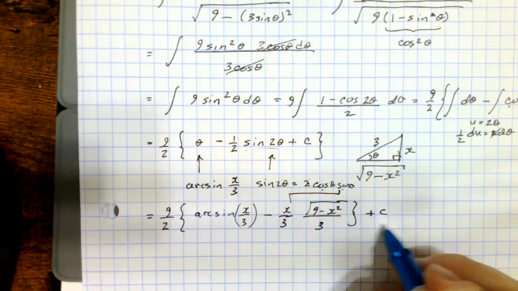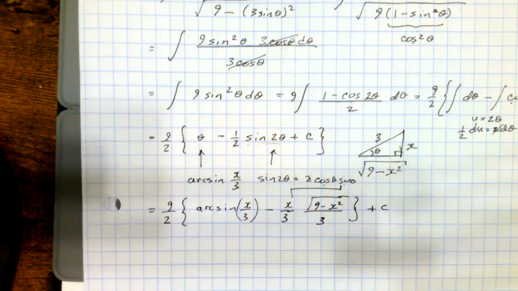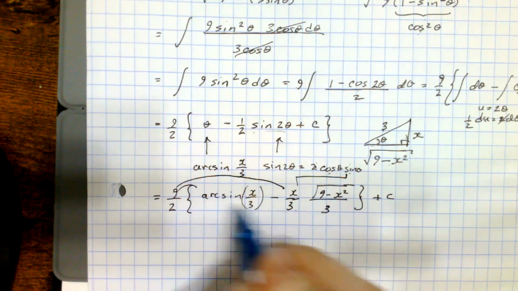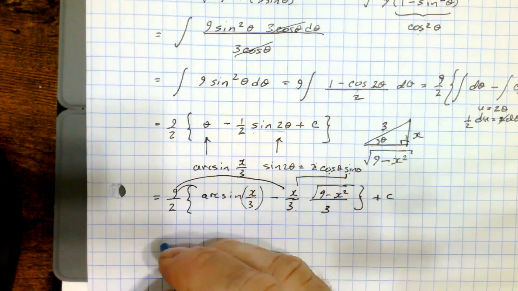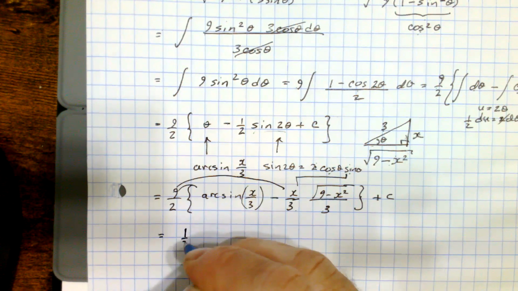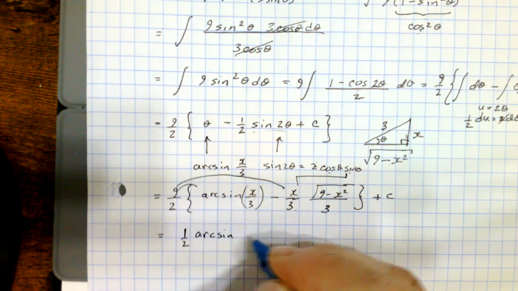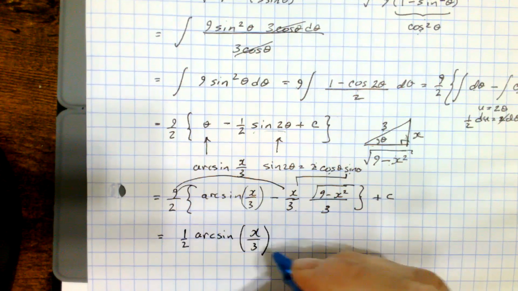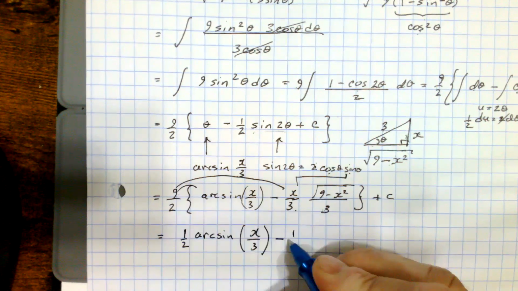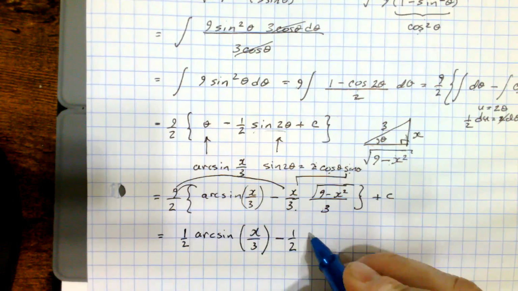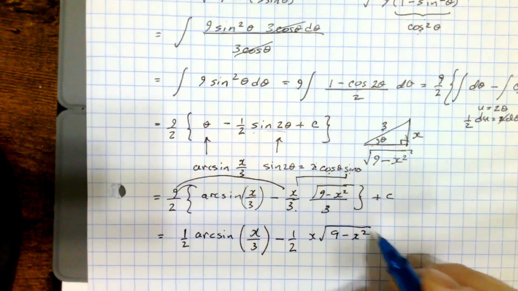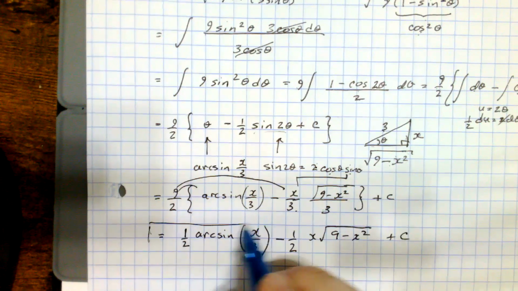There's a bunch of constants, so we can just rename this, or just write it there. If I distribute the 9/2 through, you'll notice that the 3 times 3 here is going to cancel with the 9 upstairs. I don't know if it's simpler or not, but I'm going to write this as 1/2 arc sine of x over 3, minus, the 9 from 3 times 3 is going to cancel with this 9, so it's going to be minus 1/2 times x times the square root of 9 minus x squared, plus a constant. And so there is our final result.